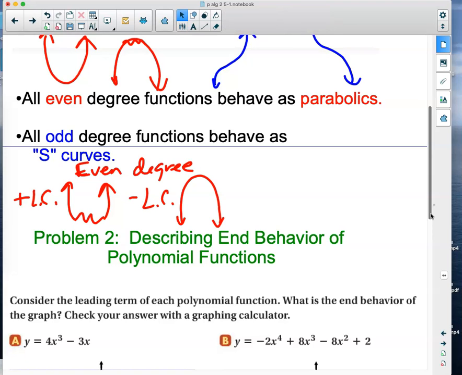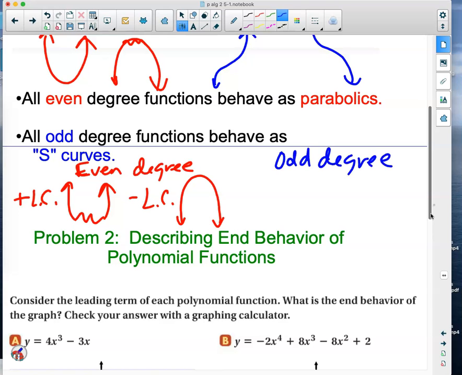If we have an odd degree, we have two different looks. If it has a positive leading coefficient, it starts low and it goes high, which kind of makes sense to me, you know, that the first one would be low to high. That just makes sense. And then when you do a negative leading coefficient, that reverses it. So it's an S-like curve.